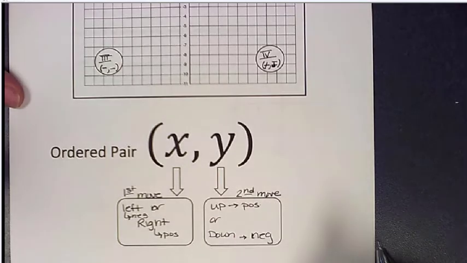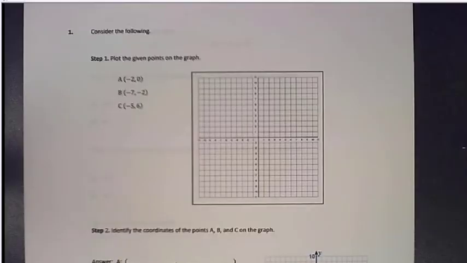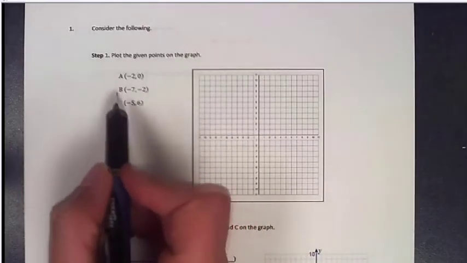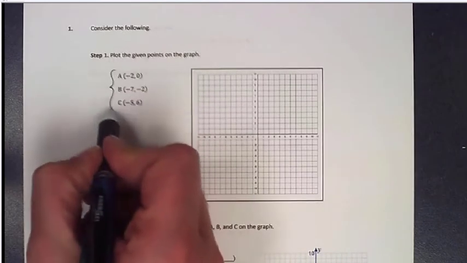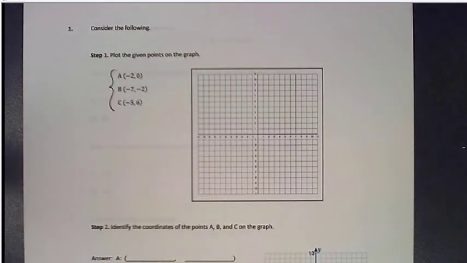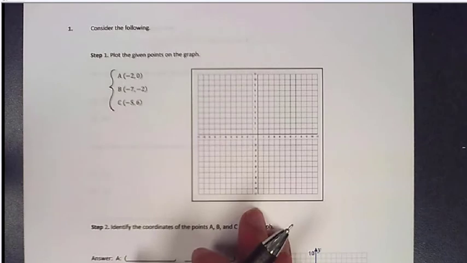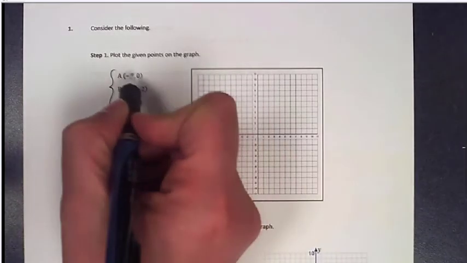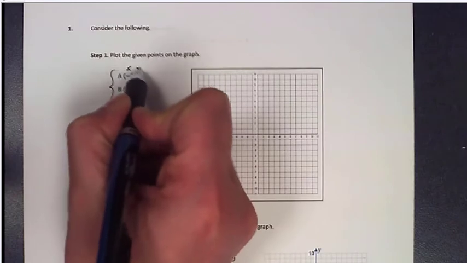Okay, let's practice graphing some points. For our first example, we want to graph these 3 points here, A, B, and C, and we've got our graph here to the side. So we want to start with A. Remember that this is our x value, this is our y value.